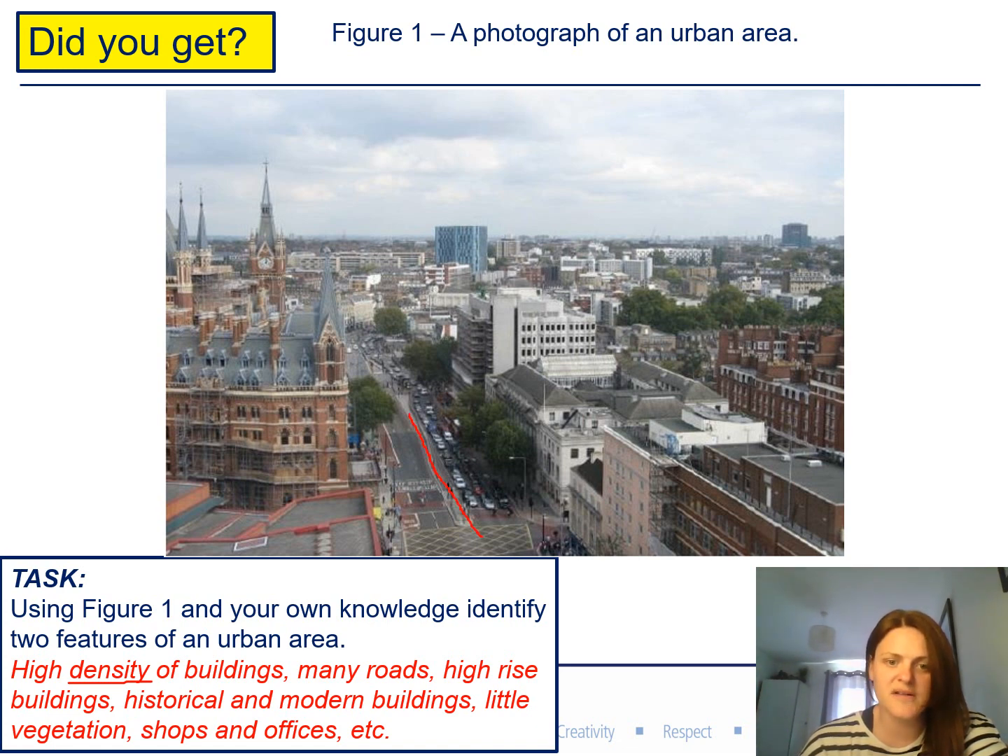There are many roads. There are high-rise buildings like flats and office blocks. There are historical buildings as well, like this old building there. And there are modern buildings, you can see here. There isn't much vegetation, so you can see there's not a lot of open green space. You can see some trees, but that's it. And there are most likely shops down here, and these obviously look like offices.